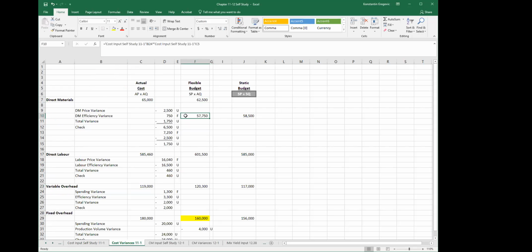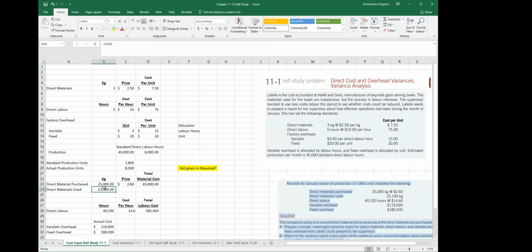Now, remember what I said, there's another variance called efficiency. So this is my direct materials. We need to calculate a flexible budget based on the direct materials used. So I need to go 23,100 times 250, 57,750.